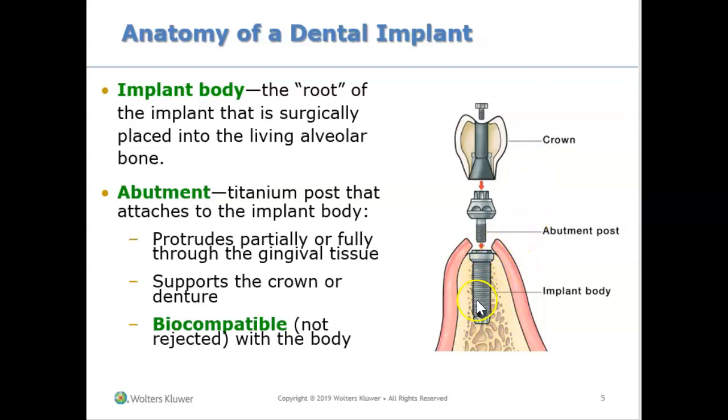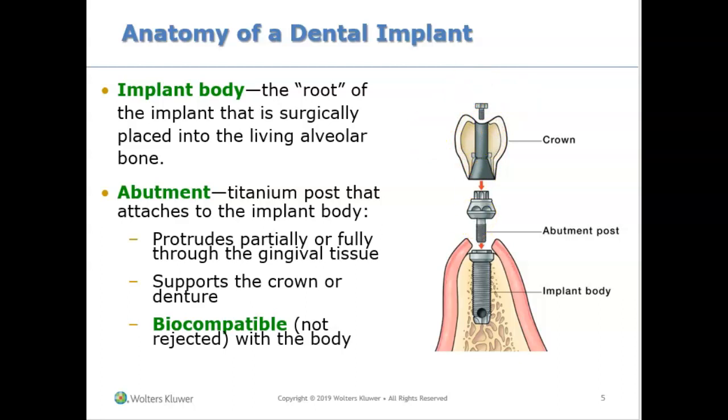So this is your implant body. That is the first part that's done when you get an implant done. Then after a while, they'll put an abutment, which just protrudes out of the gum. And then once everything's healed nicely, they'll put the crown on top.